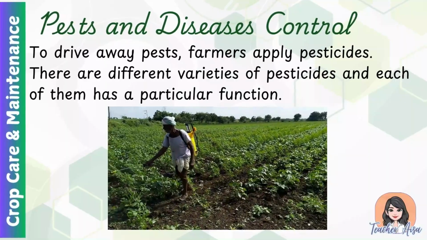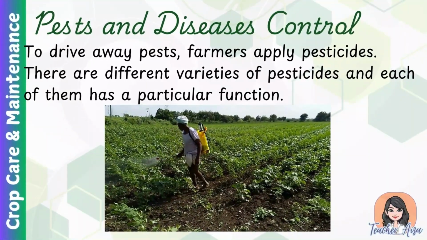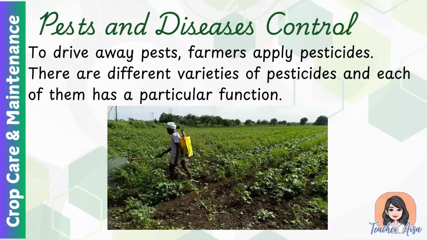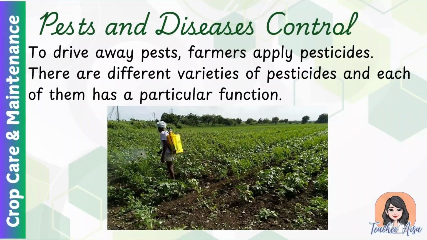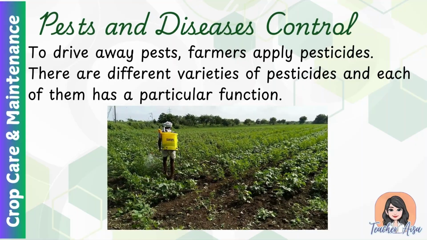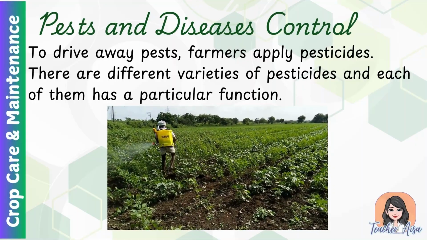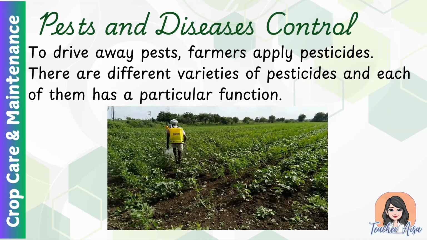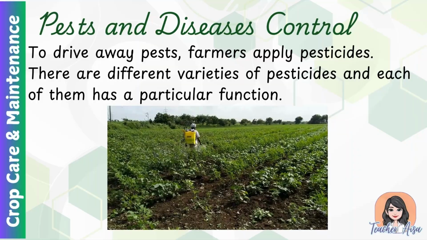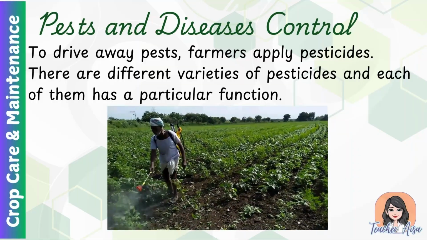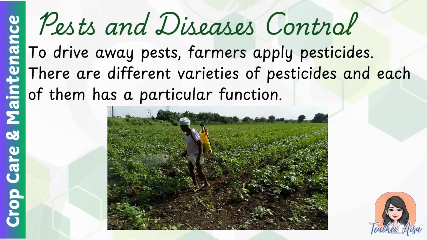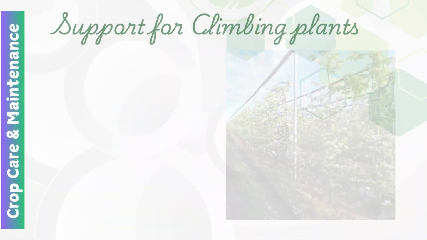Pests and diseases control. To drive away pests, farmers apply pesticides. There are different varieties of pesticides and each of them has a particular function. This includes herbicides, insecticides, fungicides, molluscicides, and rodenticides. However, farmers are encouraged to employ eco-safe and eco-friendly ways to control pests and diseases. This may include production of organic pesticides and encouragement on the presence of organisms that kill pests.